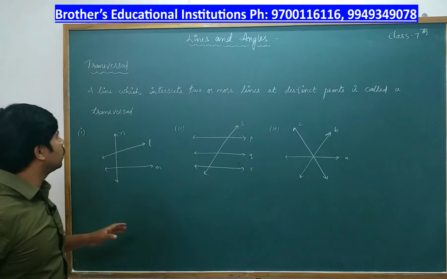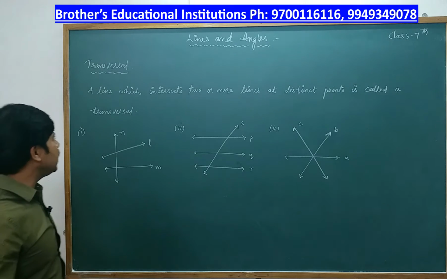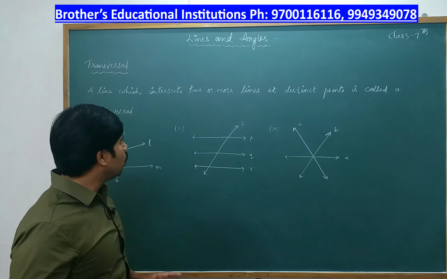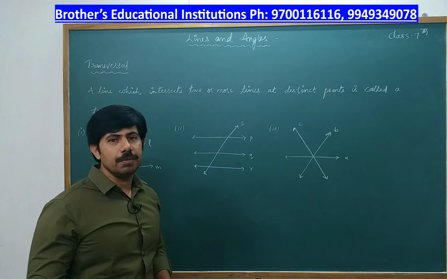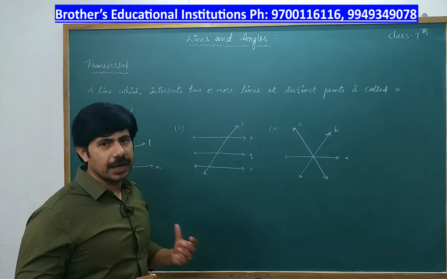Okay. So first we'll see what is a transversal. So what is a transversal? A line which intersects two or more lines at distinct points. Here distinct means at two different points is called a transversal.